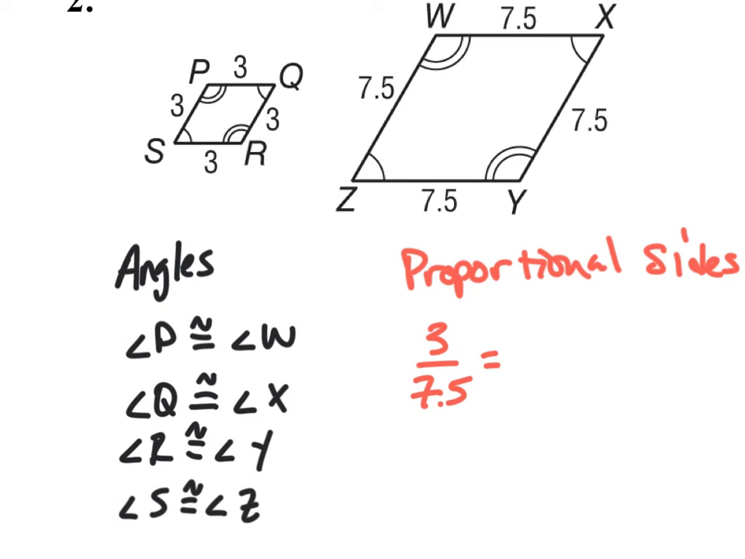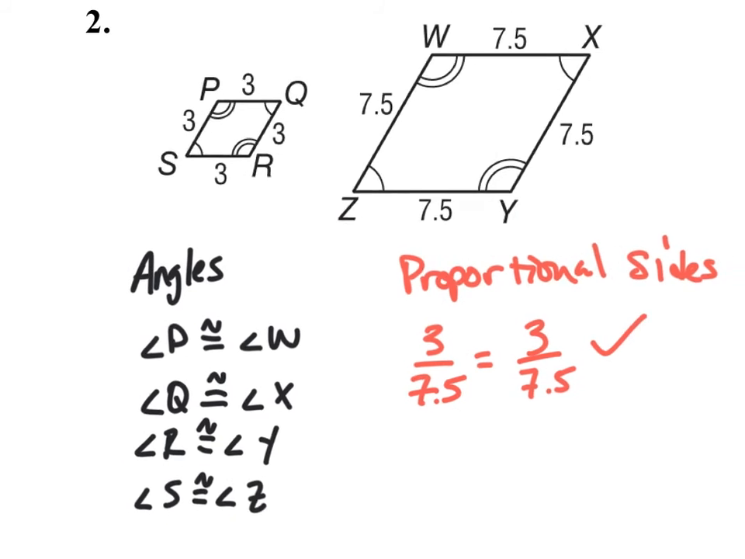If I just think of PS is 3 and WZ is 7.5, then I can show that that's proportional to PQ and WX. So all I need to say is that 3 divided by 7.5, okay? And since that's the same for all of the sides, I just need to write it once, okay? If they were different, then I would need to write the different things.